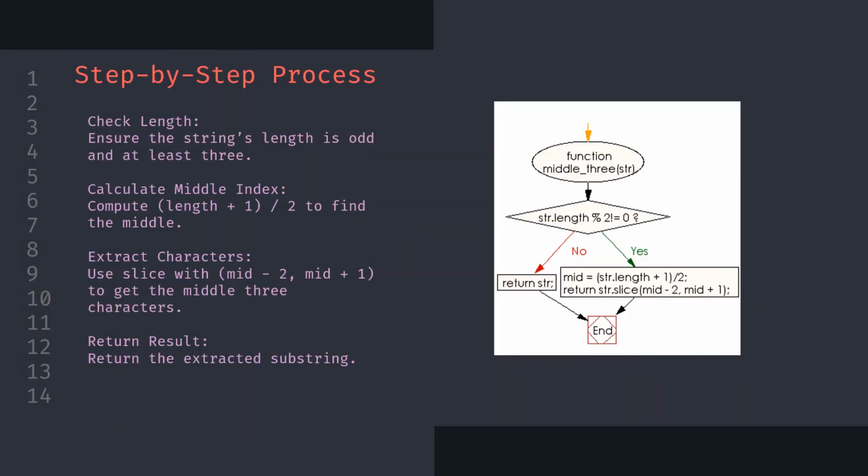The process involves verifying the string's length, calculating its middle index, and using the slice method to extract 3 characters centered around the middle. This approach ensures precision in handling odd length strings.